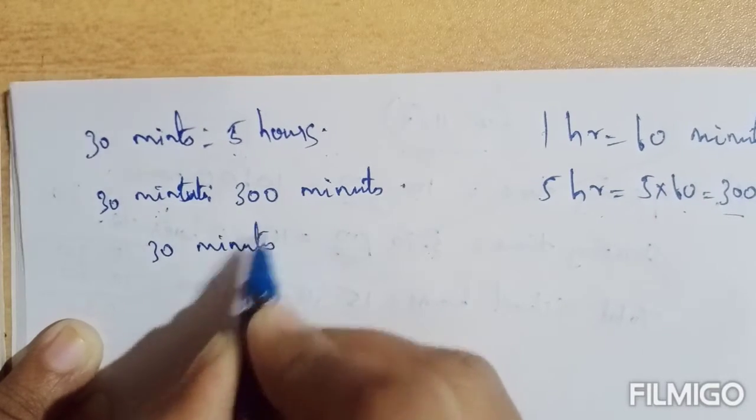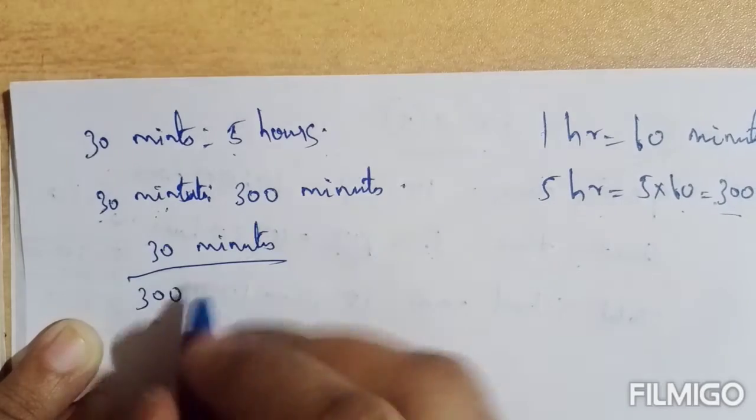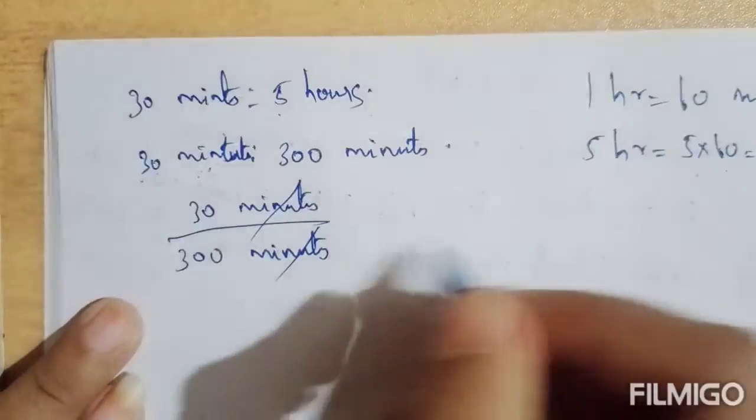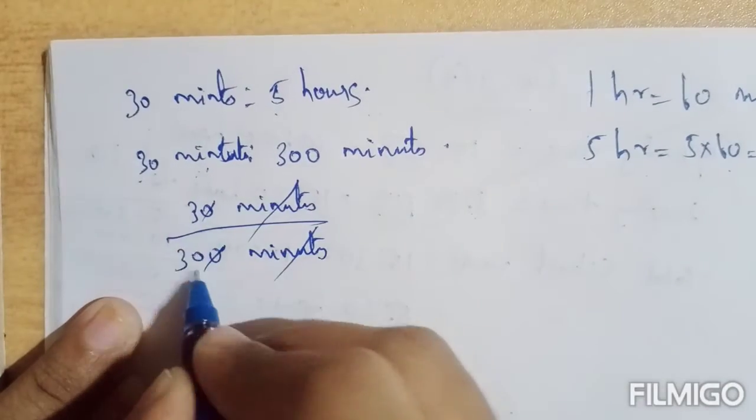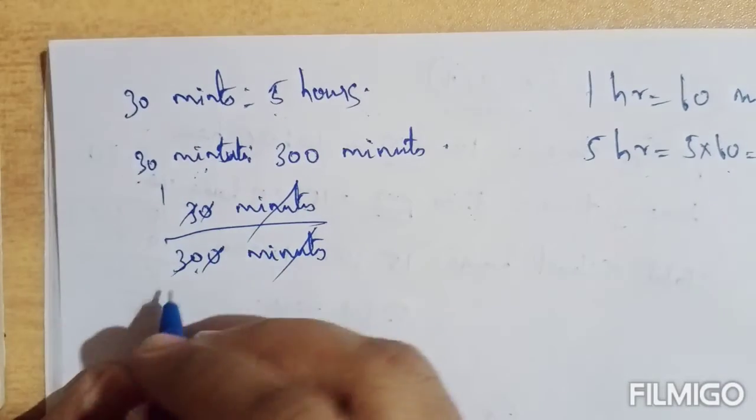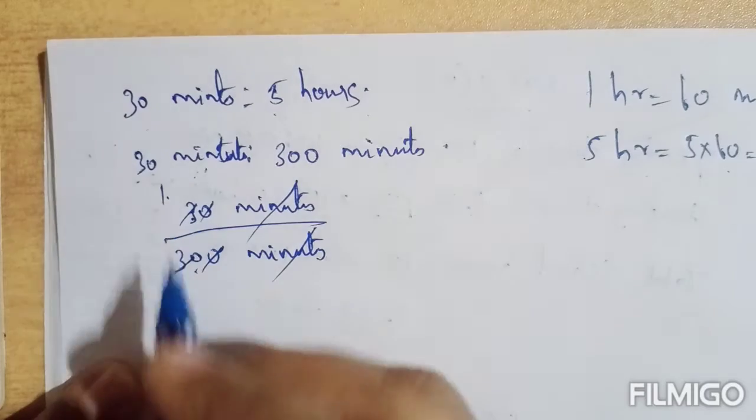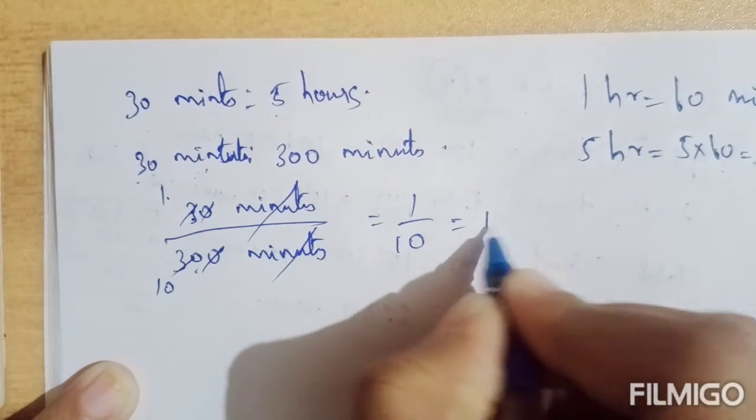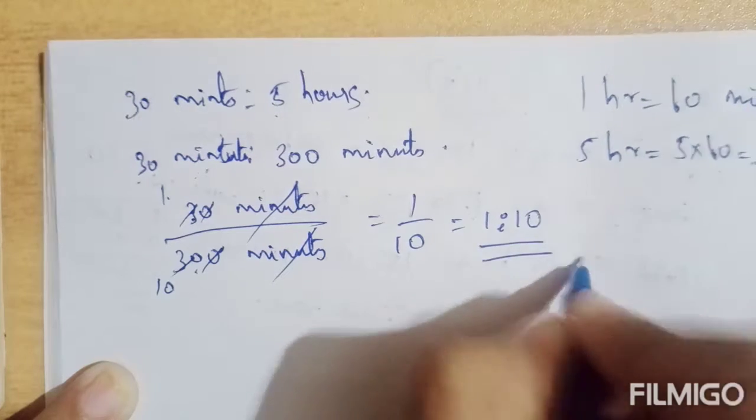A is to B, we can write it in this form. 30 minutes by 300 minutes. Minutes you can cancel. One 0 you can cancel. 3 by 30 you can reduce. Both will go in 3. 3 divided by 3 is 1. 30 divided by 3 is 10. So you will get 1 by 10, that is 1 is to 10.